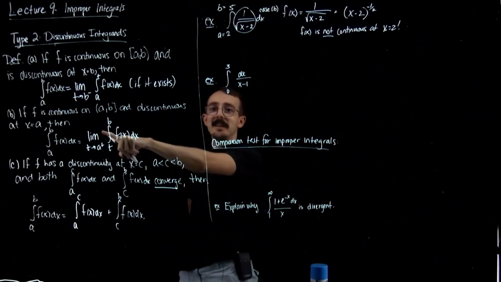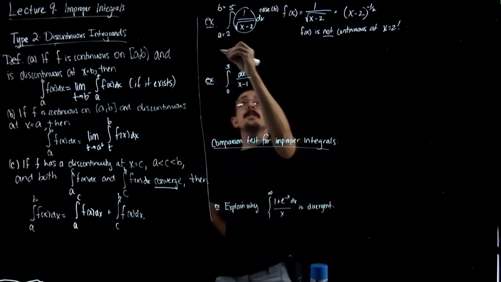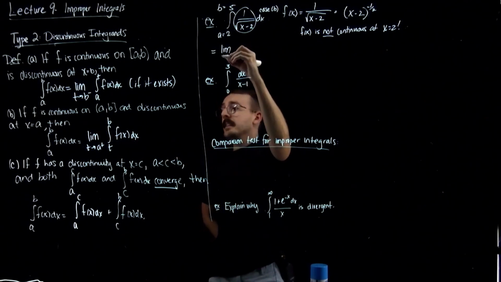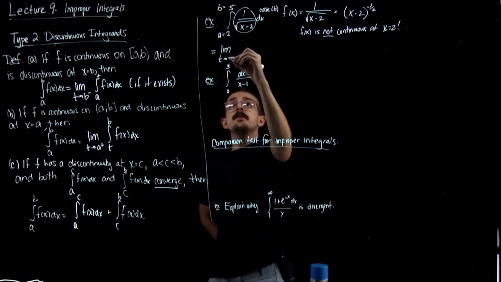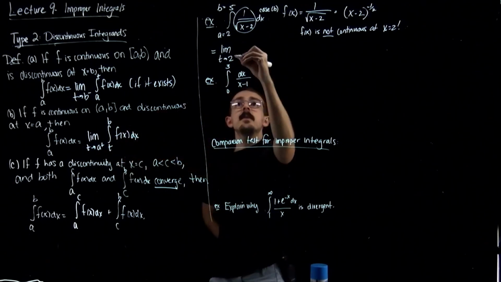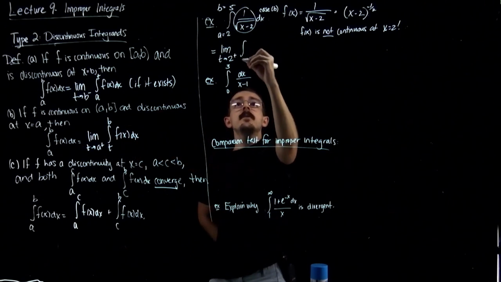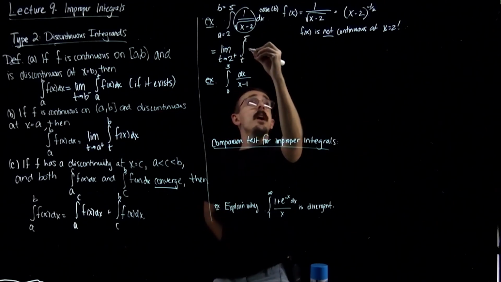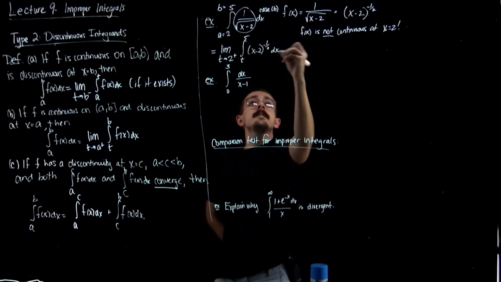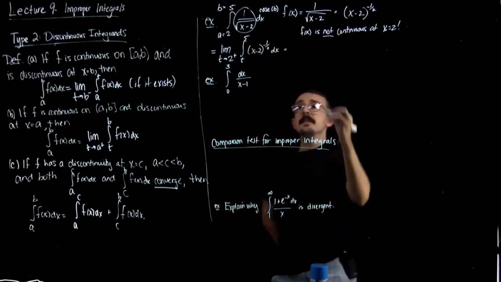This is the second case right here. So what we need to actually do is look at the limit as t approaches 2 on the right. So I'm in this second case, 2 on the right. Integral from t to 5, that's my b, of (x minus 2) to the negative 1/2 dx. OK, let's go ahead and integrate that.